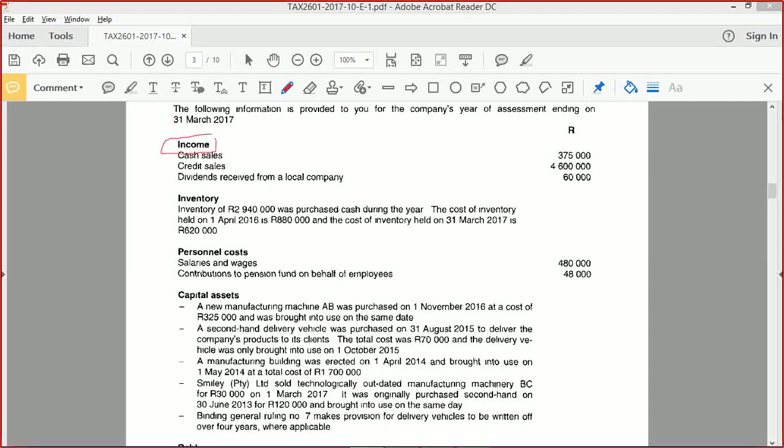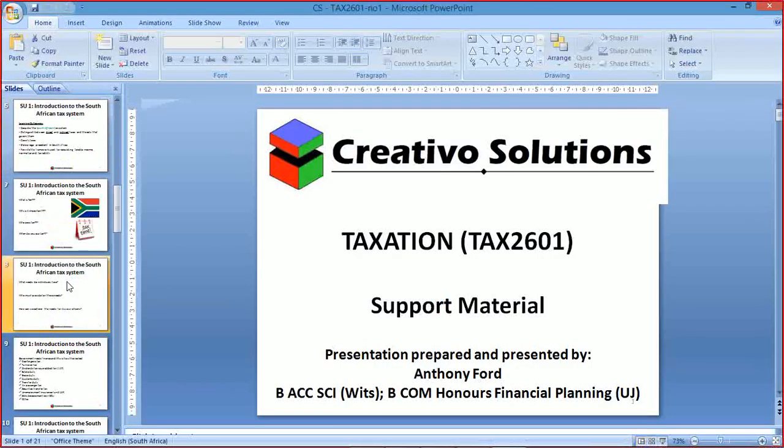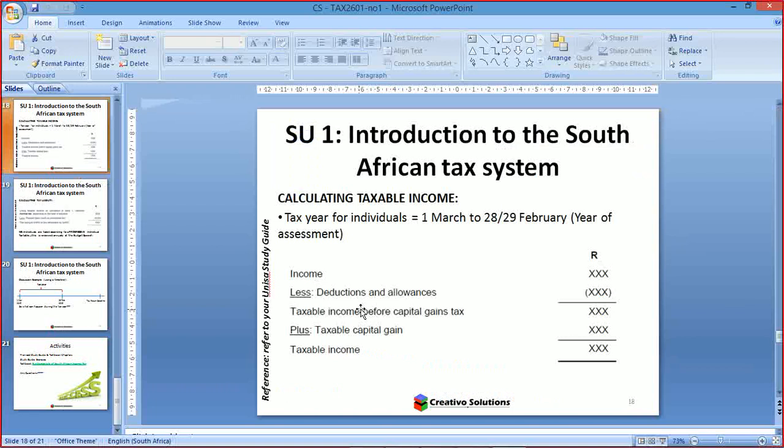So I want to just open up a previous set of notes. We could even go as far back as week 2 or week 1. I think week 2 might be better, because I probably would have given a better breakdown. Okay, let's open week 1. There's what I need. Income less deductions and allowances gives you taxable income before CGT. Then you add your CGT and then you get taxable income. This is what you're going to have to create for this question. So start with income less deductions and allowances, to get your taxable income.